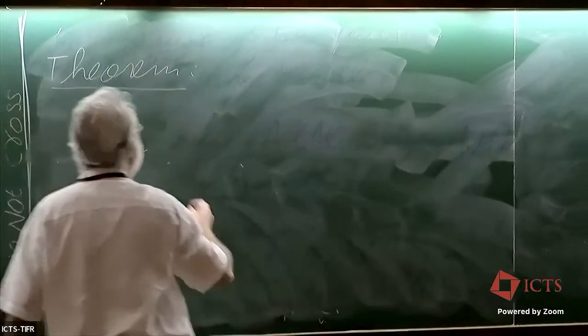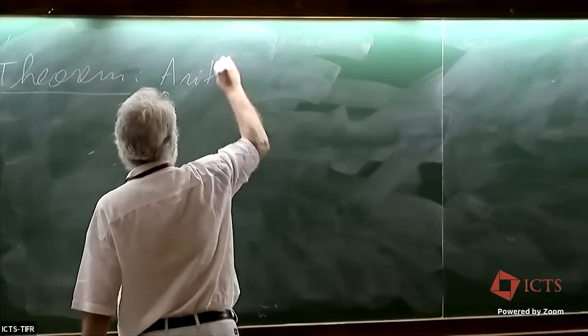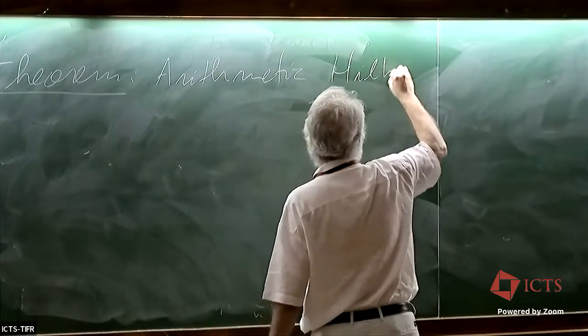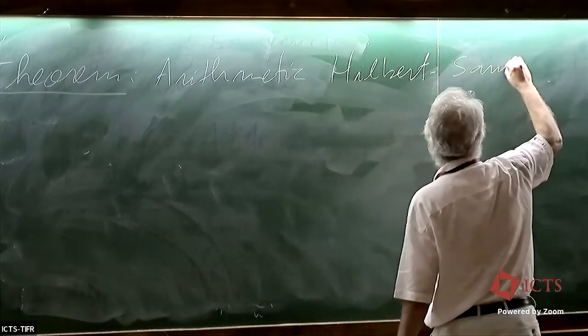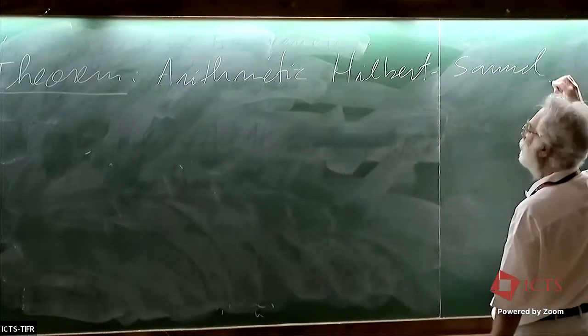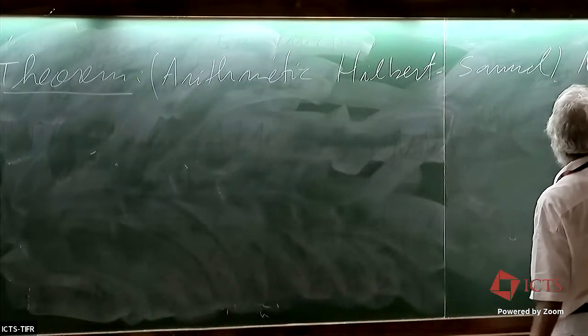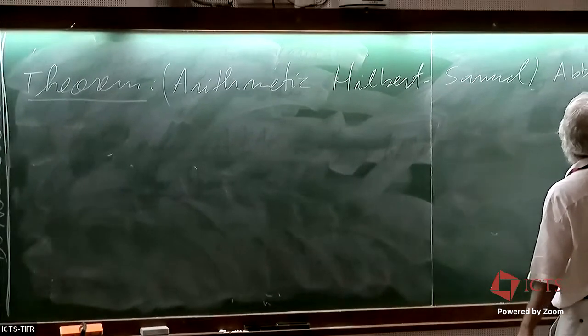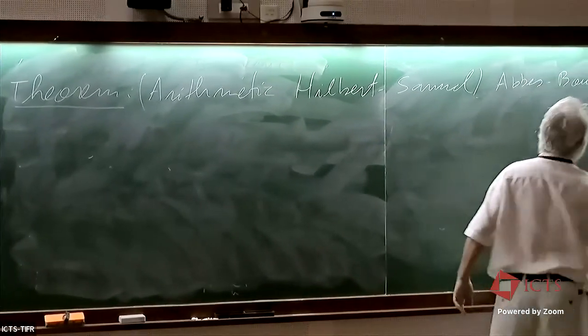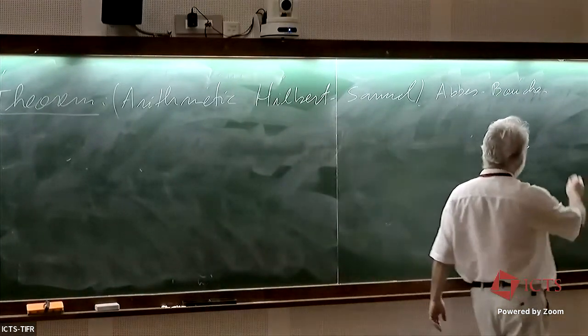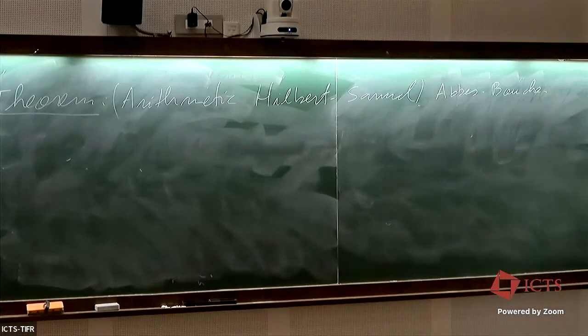This will be the arithmetic Hilbert-Samuel theorem. The first version was by Abbes and Bouche, maybe, based on estimates by Bismut and Vasserot. So this is a difficult problem, but then it was extended to this setting by Chen and Zhang. And then what is the statement?